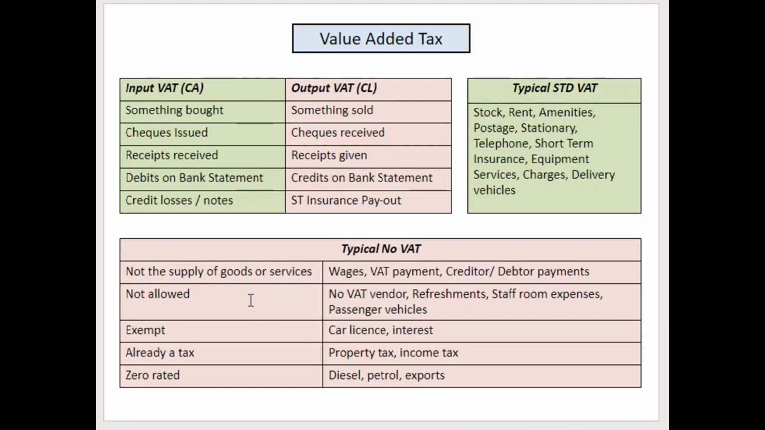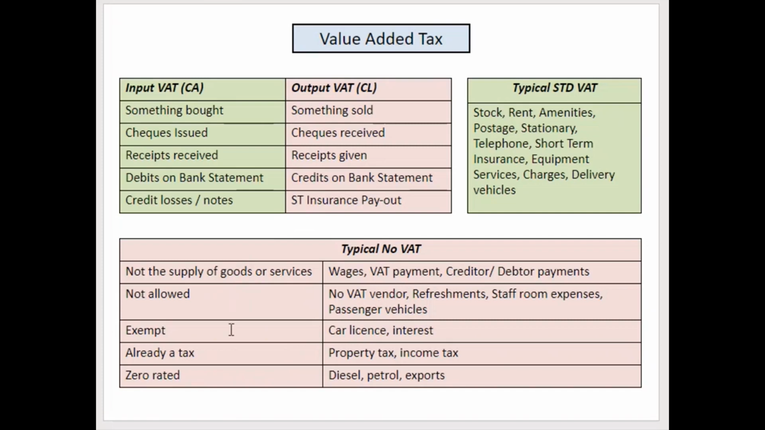Then there are certain things that are not allowed. It's obviously not allowed to claim VAT if you're dealing with a vendor that is not VAT registered. Refreshments, staff room expenses, and passenger vehicles. Okay. Interesting what happens with a passenger vehicle though when we start working with the monthly pay-as-you-earn returns. I'm going to show you that.